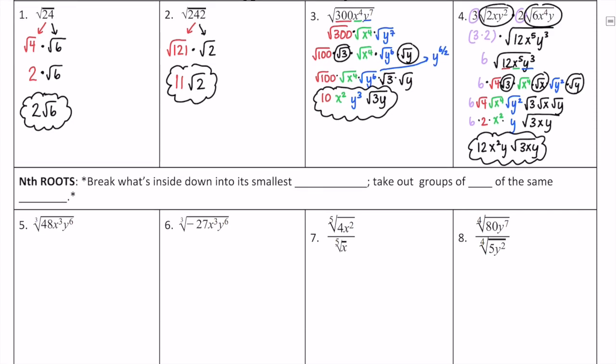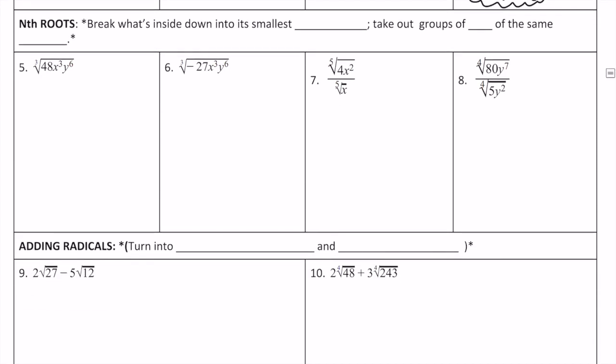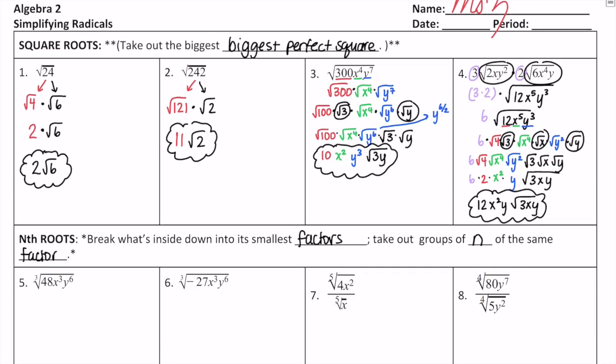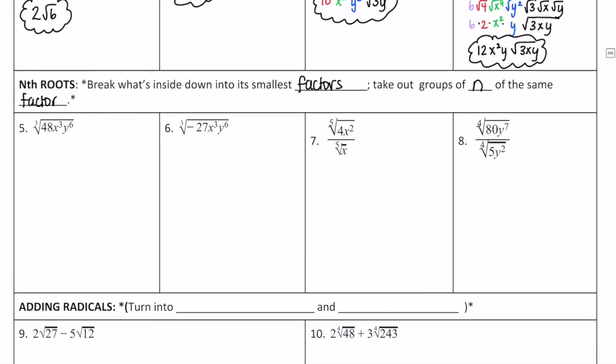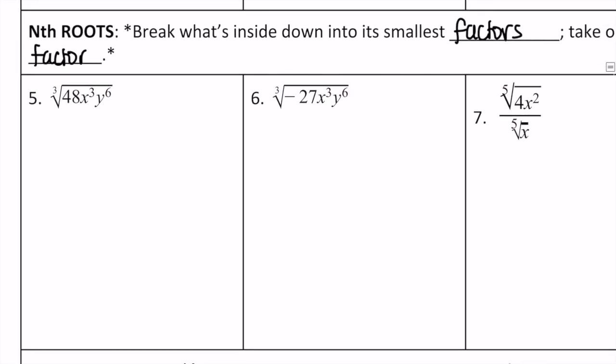All right, next we're going to talk about nth roots. So I want to break down what's inside into its smallest factors, and then I want to take out groups of n of the same factor. That's what I do when I have nth roots. So nth roots is different than if I have square roots. All of these were square roots. So nth roots just means roots that are more than 2. So 3, 4, 5, etc.